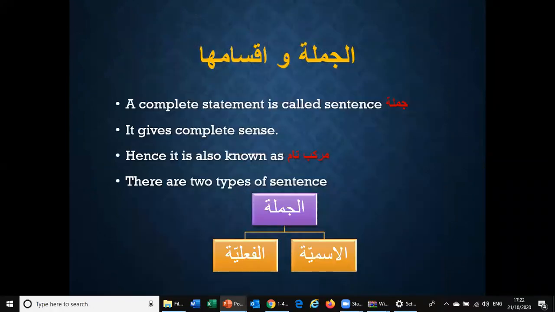Okay, then we said if you put two isms together next to each other, and they give a complete meaning, this is called jumla. And jumla is of two types in Arabic. Jumla could be ismiya or fi'liya. Remember it. Ismiya means when the sentence starts off with a noun. Easy. Jumla fi'liya is when it starts off with a fi'l, a verb, which we haven't covered yet. So we just talk about jumla ismiya.